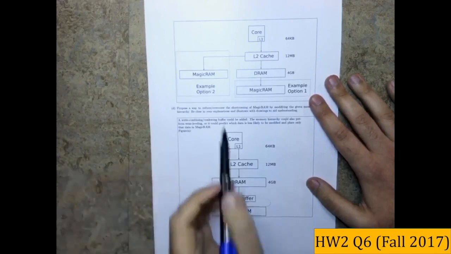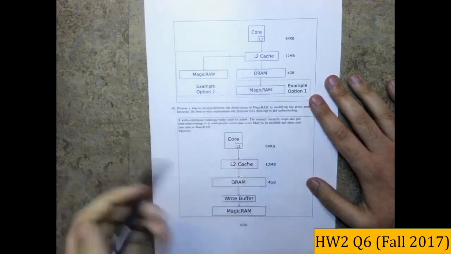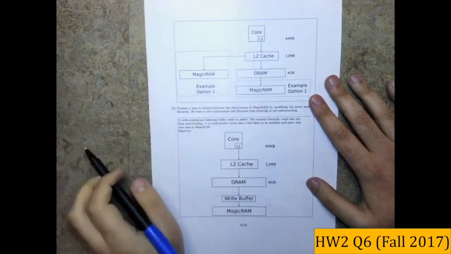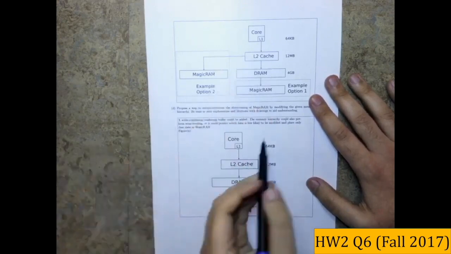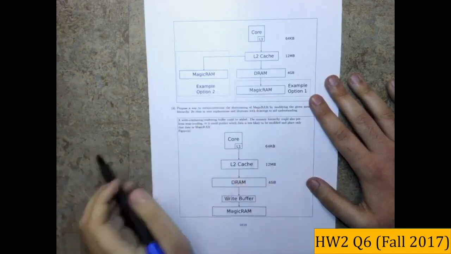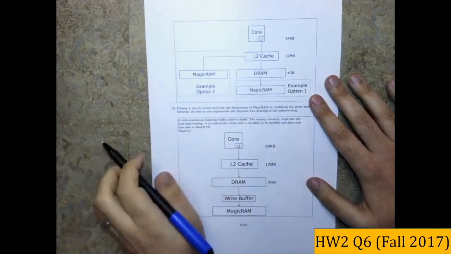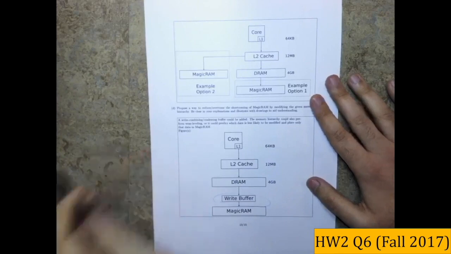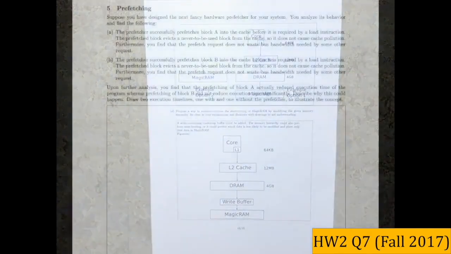And also, if we use MagicRAM as a separate address space, we can have a technique to dynamically detect some pages that are mostly read-only, and then we can allocate those pages to MagicRAM, and it's good to have a good endurance for MagicRAM. Yes, that's all.